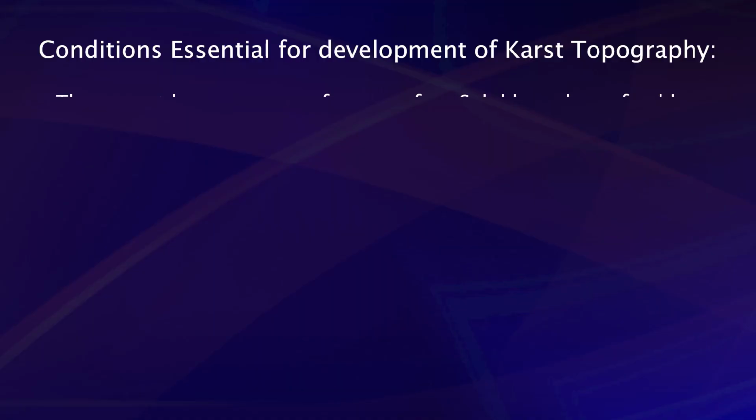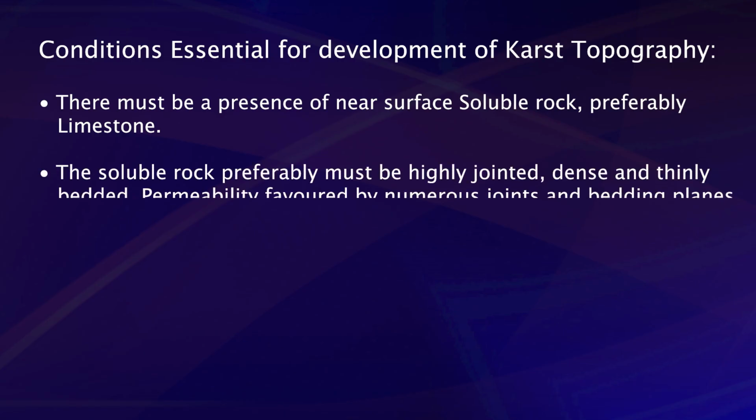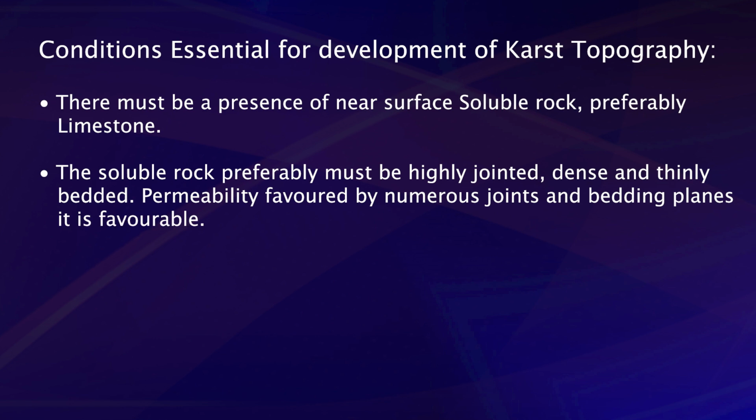Let's now first understand the conditions essential for the development of karst topography. To summarize, the following 4 conditions are prerequisites for the formation of karst topography. There must be a presence of near surface soluble rock, preferably limestone. Secondly, the soluble rock preferably must be highly jointed, dense and thinly bedded.